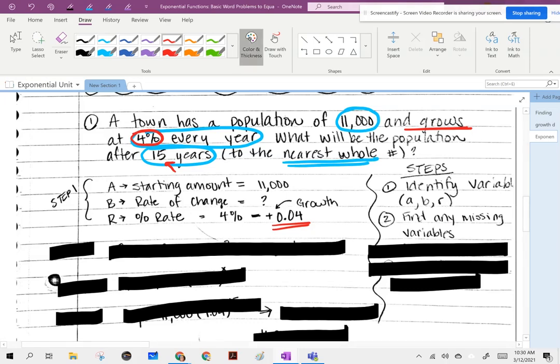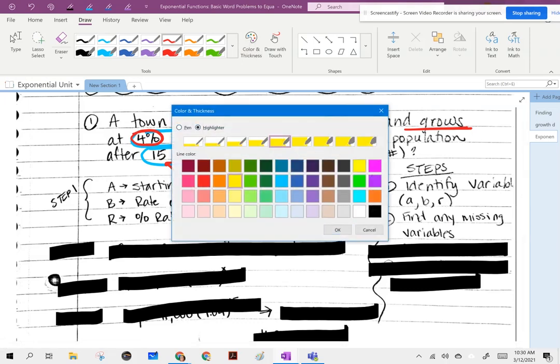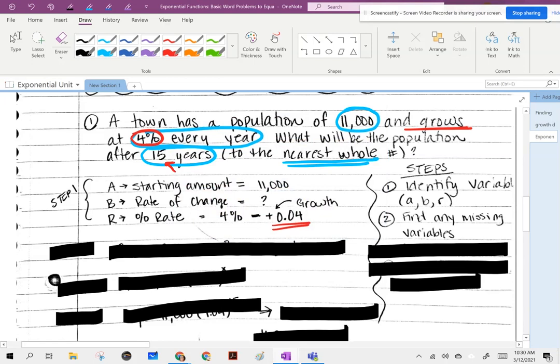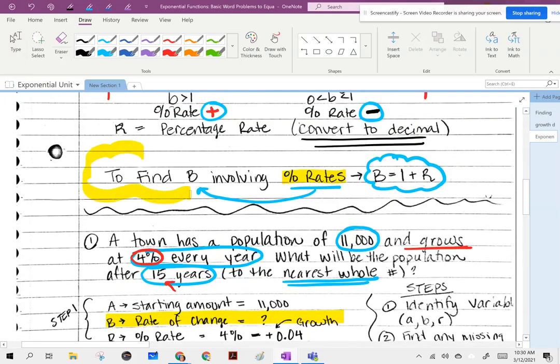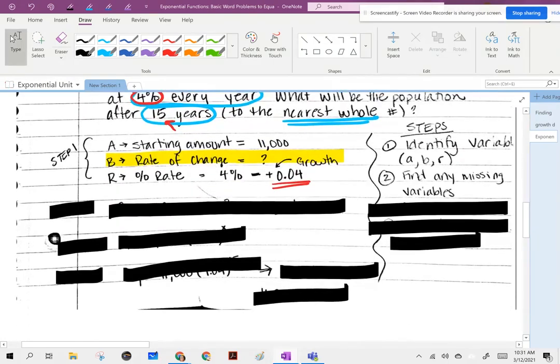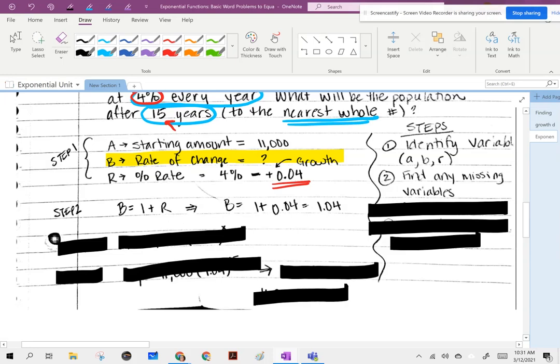Well, my missing variable, and that's my dog squeaking his toy, my missing variable is my B value, right? Because I don't know it, it's a question mark. So if we go back up here to the notes, it even says right here to find B, use that idea. It's the 1 plus the rate. So what we're going to do for step two is to calculate that B value. So now it's 1 plus that rate of 4%, and so that gives me my 1.04.